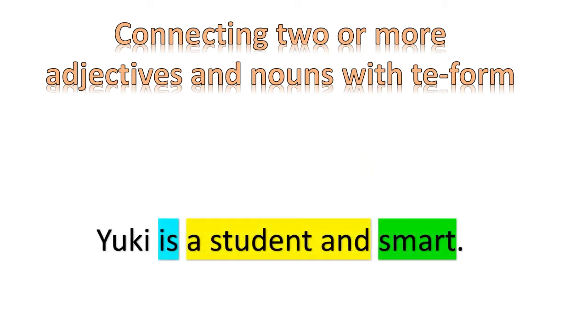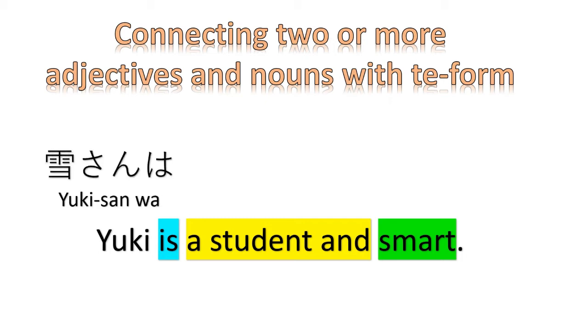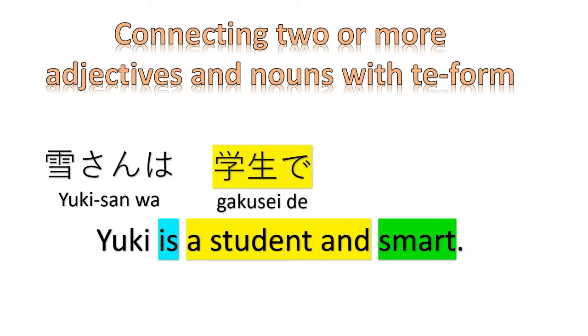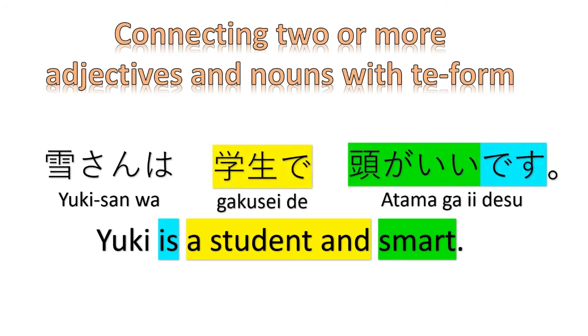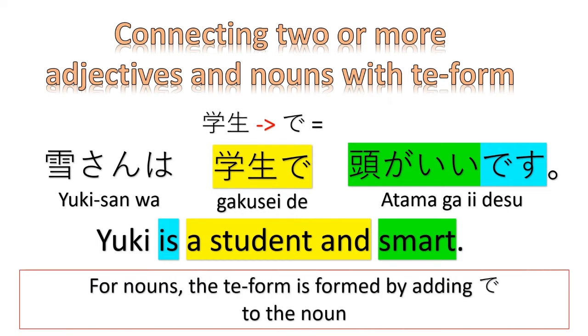Alright, next example. Yuki is a student and smart. So, Yuki-san wa gakusei de atama ga ii desu. So here, gakusei is a noun and we add de. For nouns, the te form is formed by adding de to the noun. As simple as that. So, gakusei de atama ga ii desu. Student and smart. This is the rule for nouns.